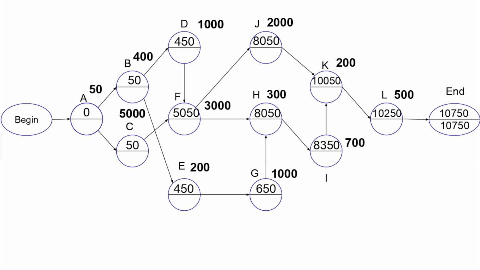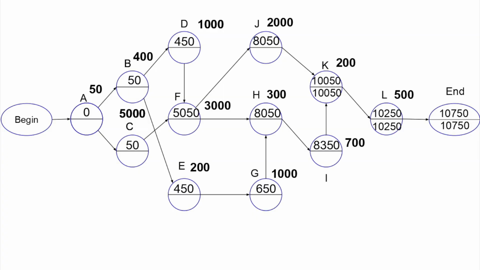Starting from the end node, its latest start time is 10,750. This value is entered in the bottom half of the end node. To get to node L, we subtract 500 from 10,750, as that is the length of time for this task to complete. This produces 10,250. Next is node K, and we subtract 200 from 10,250, resulting in 10,050.